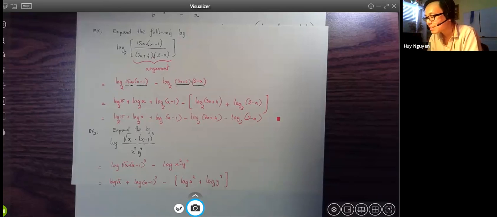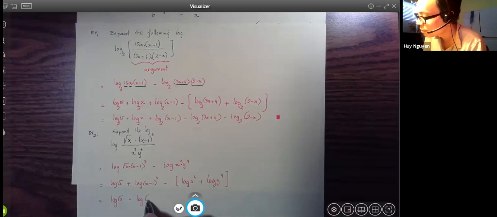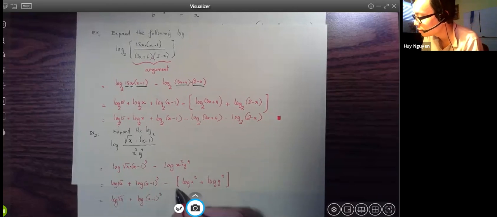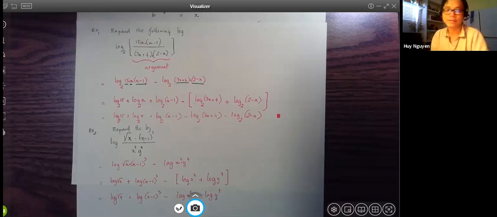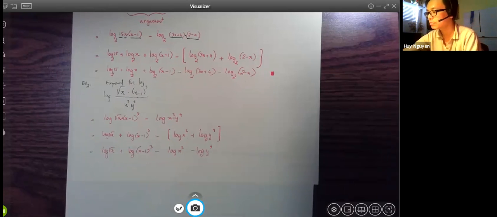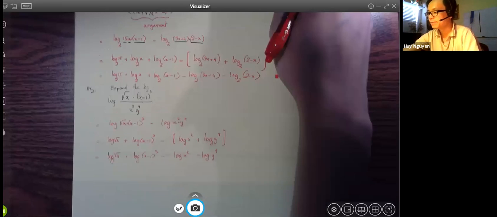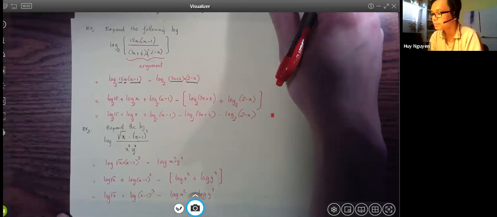So after you split it up, you ask yourself if you can split more, but before doing that, let me distribute the minus sign. All right, so I already distributed it. Now, the question is whether we can stop here or continue.